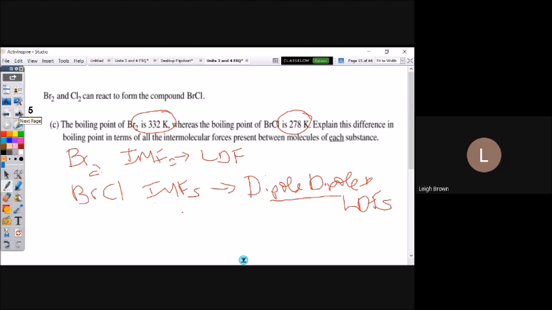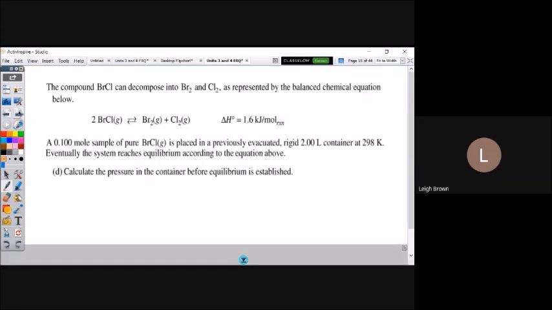All right, let's go to the next part of this. I know this takes a while to work through all this. We're not going to actually set this up, but I just want you to read through this. This is a continuation of that question. A 0.1 mole sample of BrCl gas is placed in a previously evacuated rigid 2-liter container at 298 Kelvin. Eventually, the system reaches equilibrium. Calculate the pressure in the container before equilibrium is established.